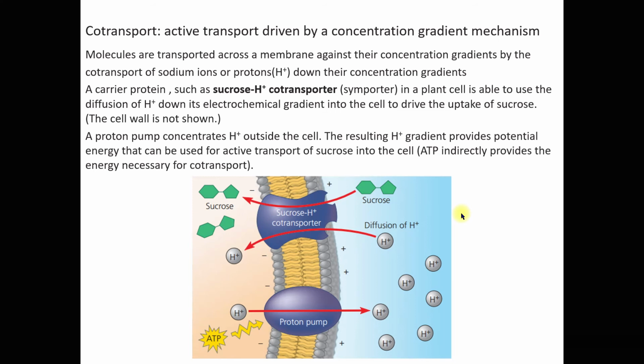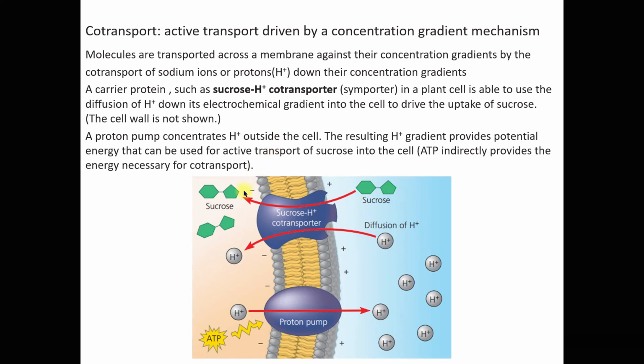Now, the co-transport protein is an active transporter driven by a concentration gradient mechanism. So now in this co-transport, what happens? Molecules are transported across a membrane against their concentration gradients, by the co-transport of sodium ions or protons down their concentration gradient.